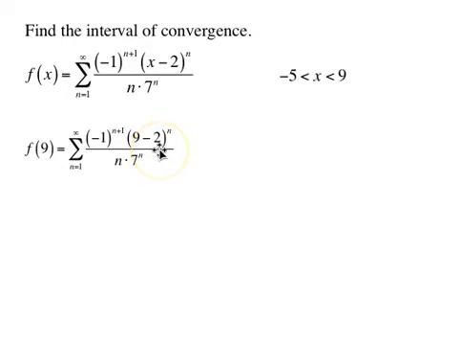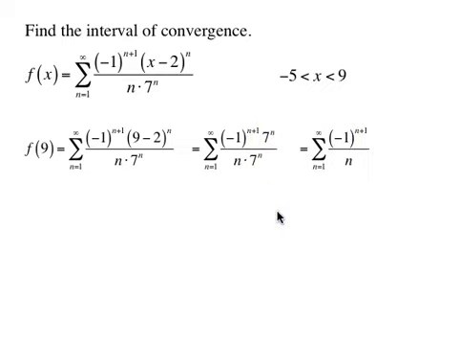Well, 9 minus 2, of course, is 7. So we have 7 to the n upstairs, 7 to the n downstairs. Those divide out, and we get negative 1 to the n plus 1 over n. This is an alternating series. Its absolute value, 1 over n, goes to 0. As n gets large, 1 over n goes to 0.